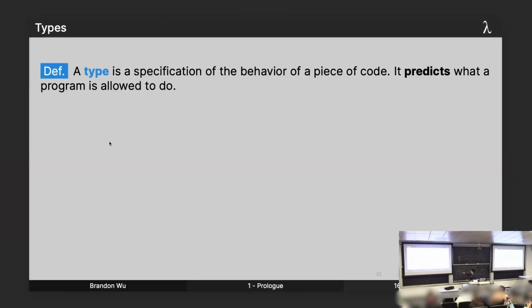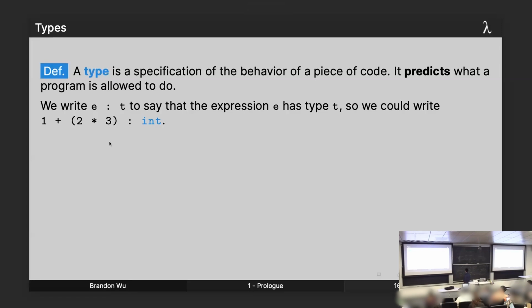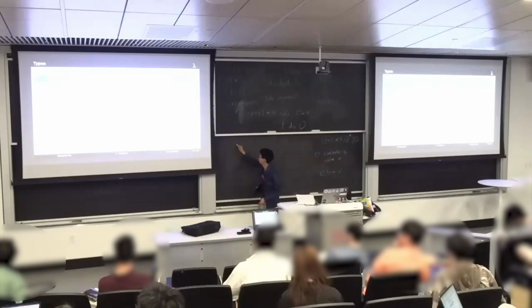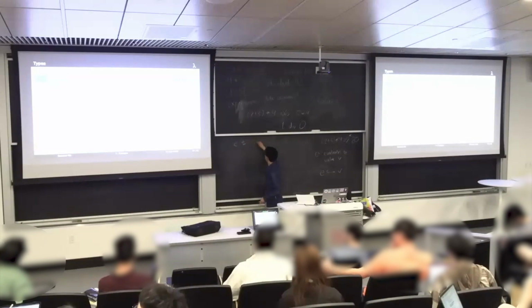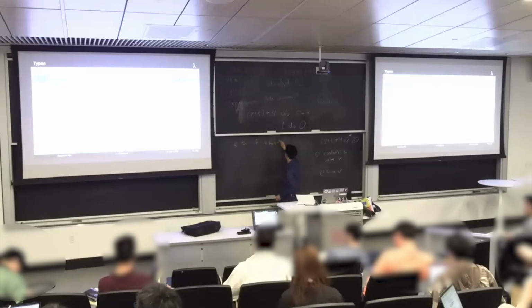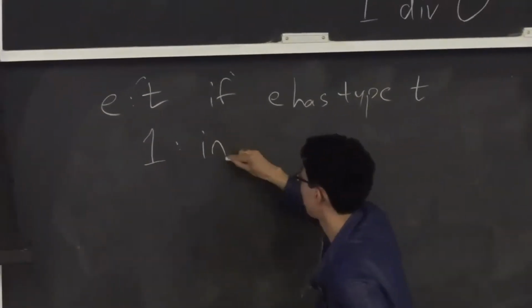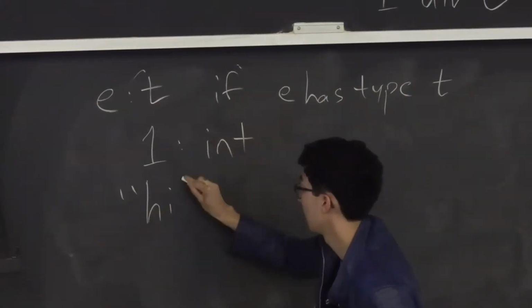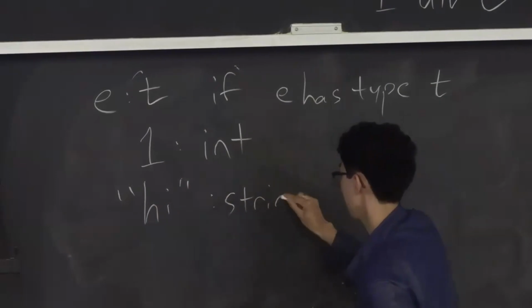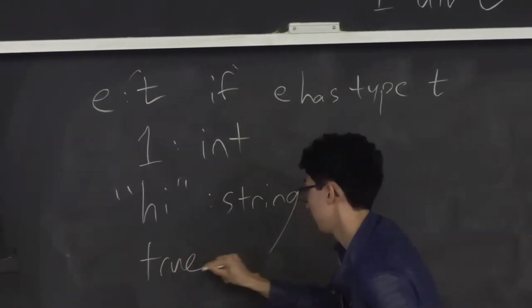A type is a specification of what a piece of code can do. So I'm going to erase some of this. When I have a type, it's like I have future sight. I'm going to know everything that program can do in the future. A piece of code of type int, if it returns anything, must return an int. So we use the notation E : t if E has type t. And we have examples like 1 is of type int, hi is of type string, true is of type bool.